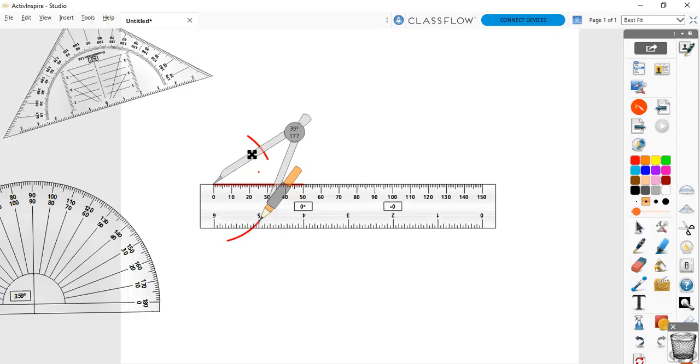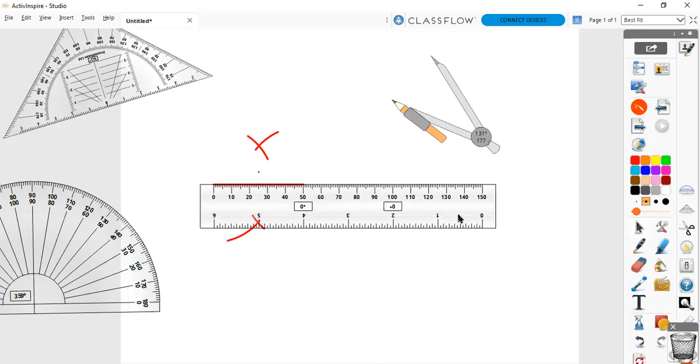Now don't change this radius of the arc. Keep it over this side at 50, the second point, and again rotate this angle protractor in such a way that it makes an arc like this. Here also you will have the same arc like this.